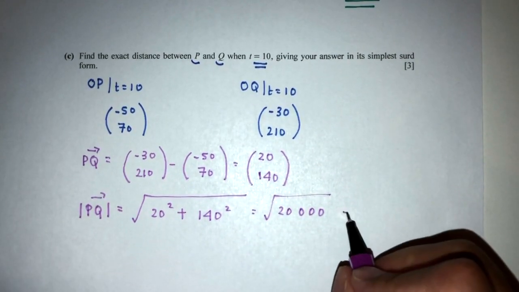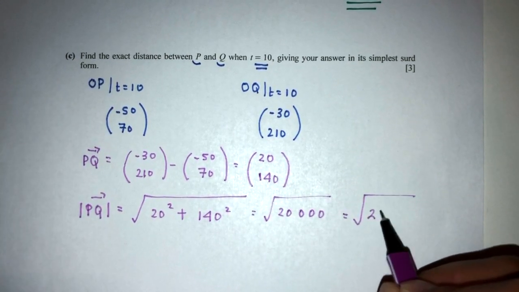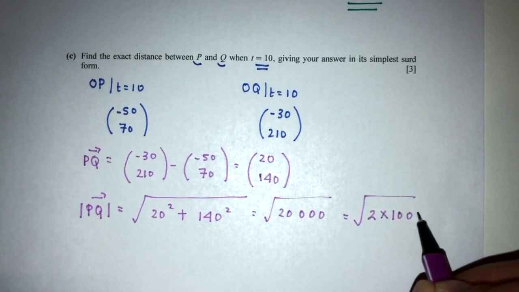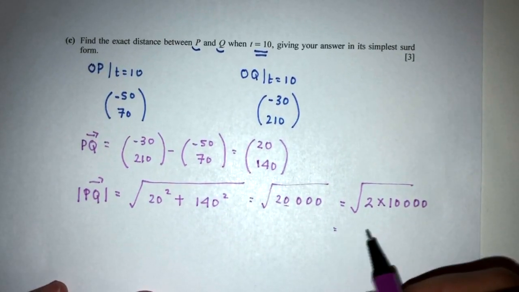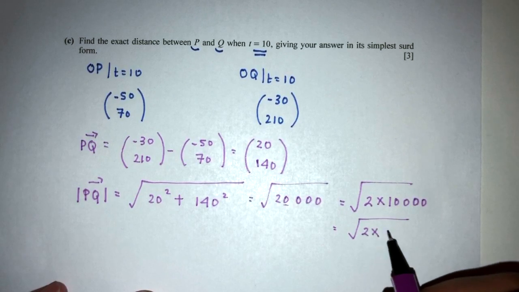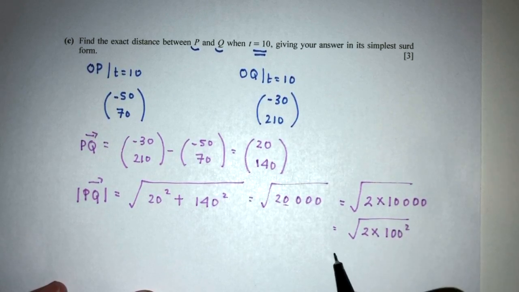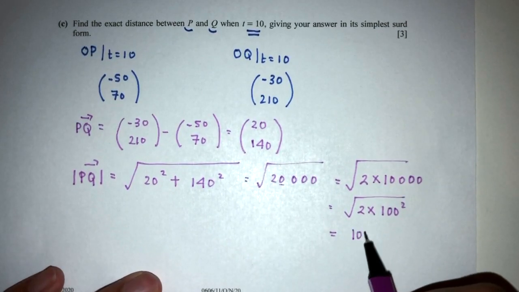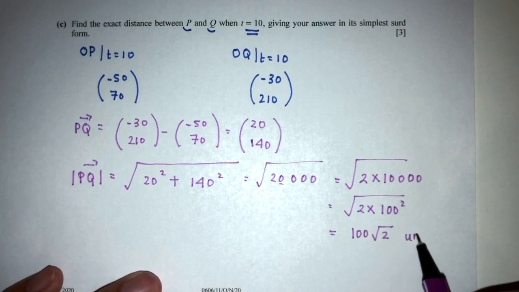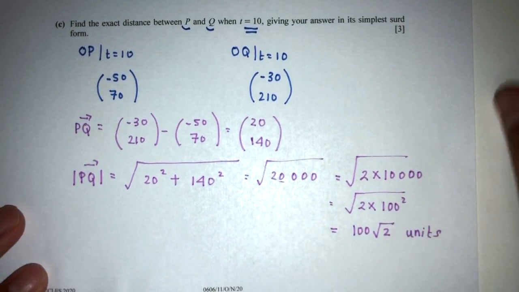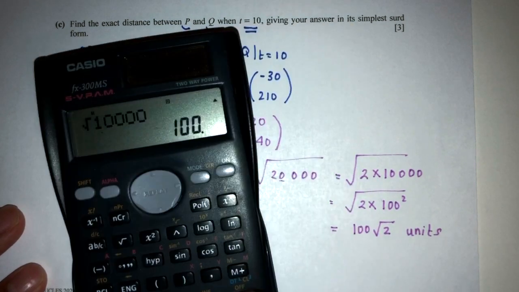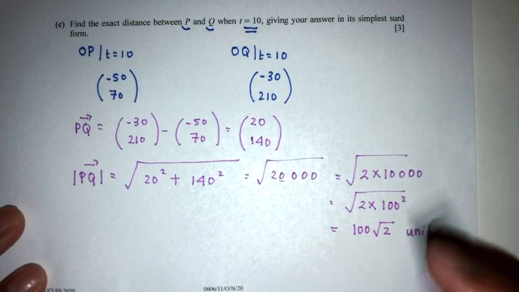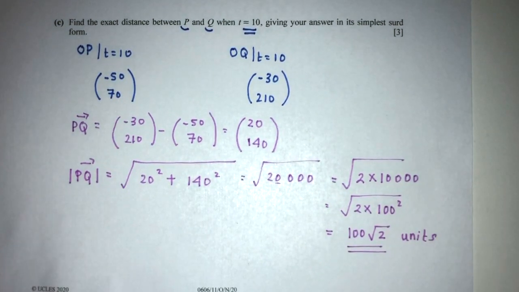Now this could be written as what? As 2 times 10,000. Yeah, right? So this could be 2 times 100 square, which is 100 root 2 units. You can check if you want to. So square root of 10,000, 100 root 2 units for the exact distance between P and Q at the time of t equal to 10.